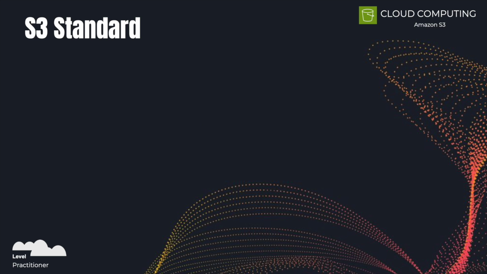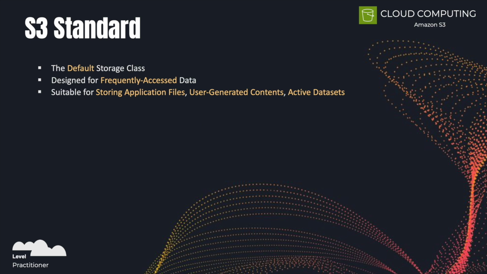Let's start with the default option, S3 Standard. This is where most people begin with S3 because it's designed for frequently accessed data, and when you create a new S3 bucket, this is the storage class that automatically applies to your objects, unless you specify otherwise. If you are storing application files, user-generated content, or active datasets, Standard is usually the go-to option. It provides low latency, high throughput, and high durability by distributing your data across multiple AZs. This ensures quick access and resilience against failures.